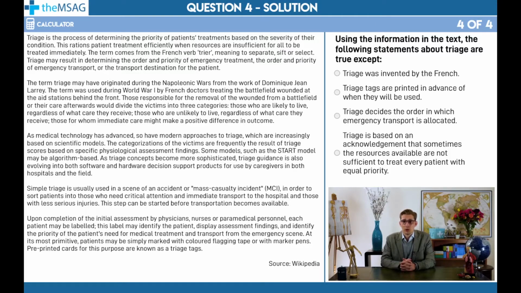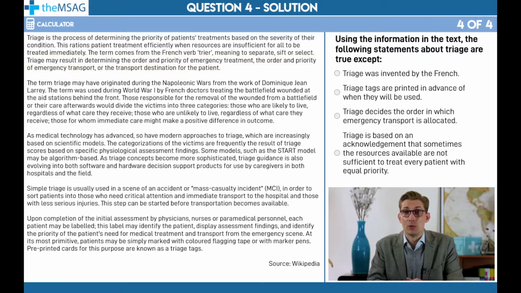For the other answers, option B, triage tags are printed in advance of when they will be used. We are told that triage tags are pre-printed, meaning that they are indeed printed in advance of an incident. Option C, triage decides the order in which emergency transport is allocated. This can be proven with a direct quote from the end of the first paragraph, which states that triage may result in determining the order and priority of emergency transport. And finally, option D. Triage is based on an acknowledgement that sometimes the resources available are not sufficient to treat every patient with equal priority. This is the underlying premise of the whole text. If every patient could be treated with equal priority, triage would not be needed.